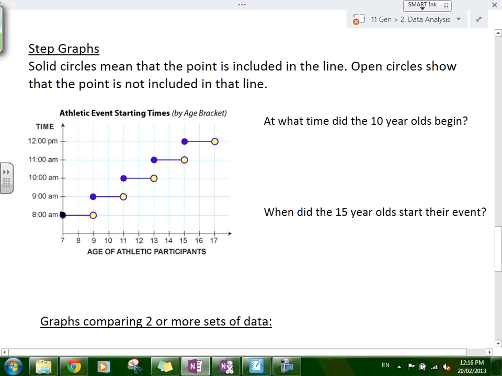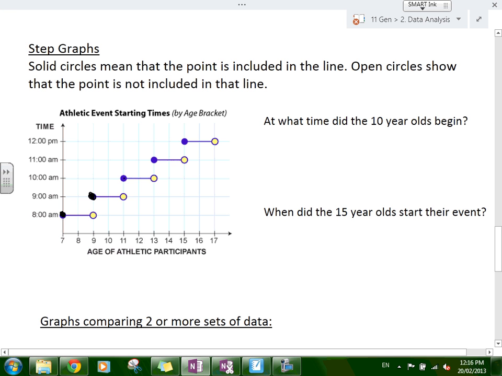A solid point, so a filled in circle, means that that's included in that line. So 7-year-olds start at 8, whereas 9-year-olds don't start at 8 a.m. because that's an open circle. That's not part of this line. They start on the solid. The solid point is 9 a.m. So once there's an open circle, you go to the solid one, and that's counted in that part of the graph. Okay, so open circle means you don't include it. Closed circle means you do.